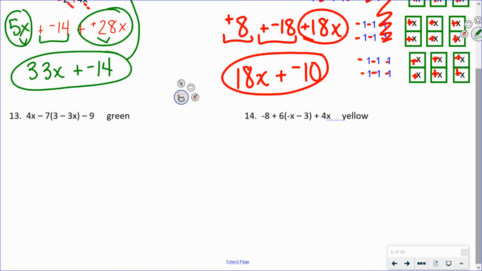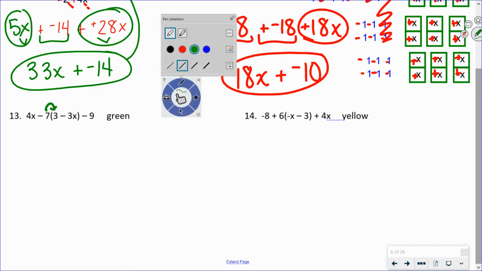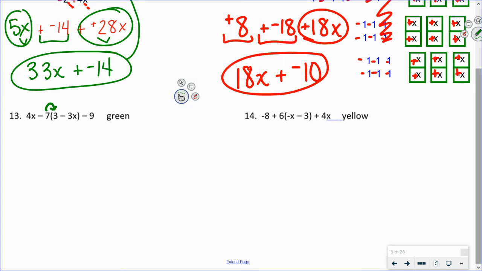But once again, you're going to see a theme. 7 groups. Why write 7 groups of 3x's when you could write 21x? Well, not 3x's, excuse me. 7 groups of 3 is 21. 7 groups of 3x's, that's 21x's.